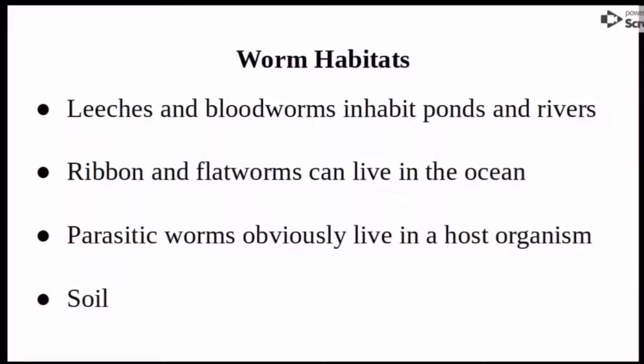For the worm habitats, worms are everywhere in the world, but here are some specific ones. Leeches and bloodworms are in ponds and rivers. Ribbon and flatworms can live in the ocean. Parasitic worms live in host organisms and the soil.